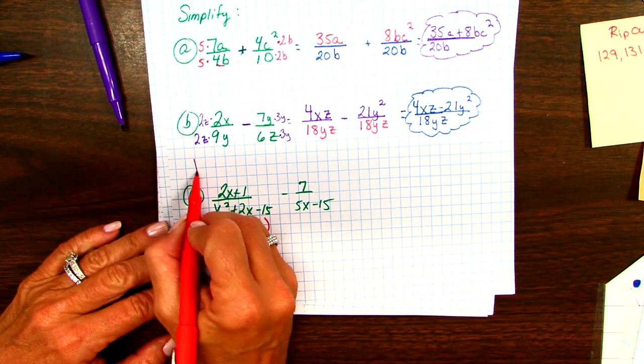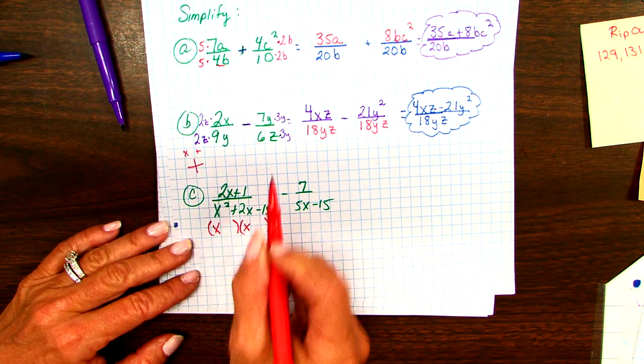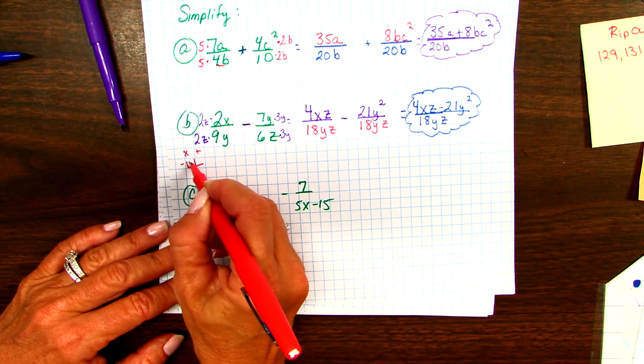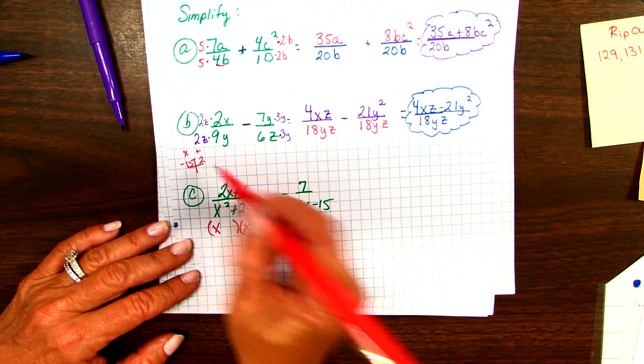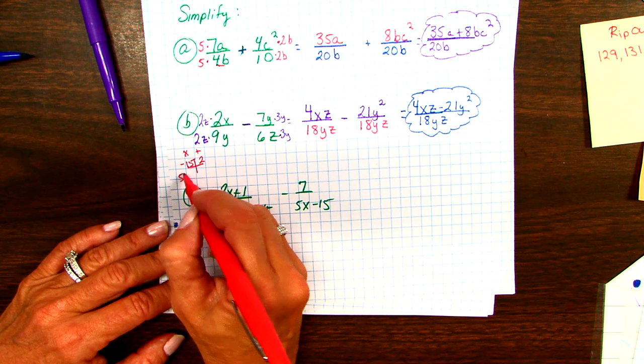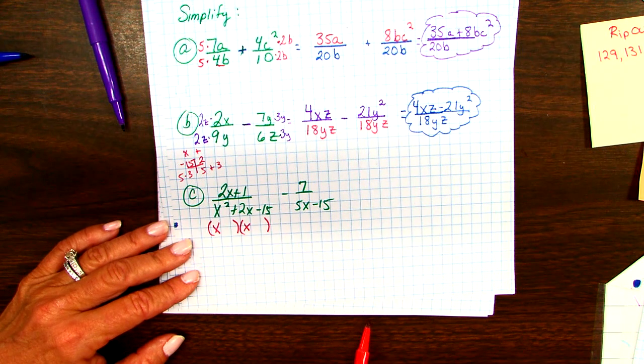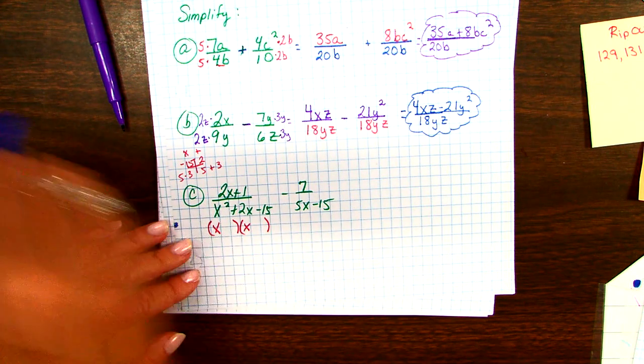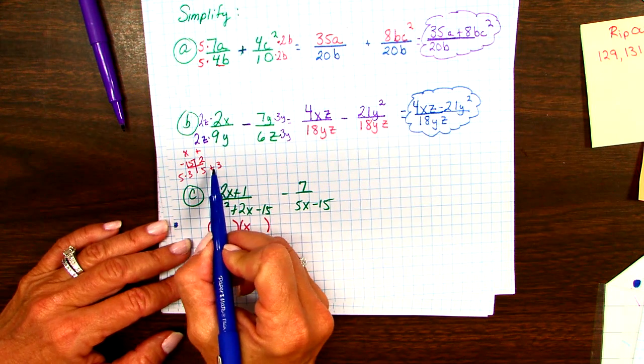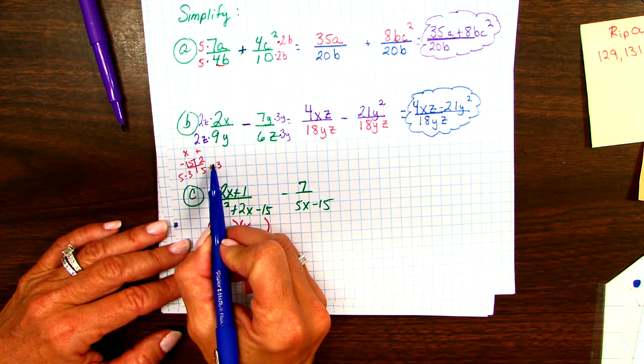So I'm just asking myself, what two numbers multiply to get negative 15, add to get 2? We know the numbers are 5 and 3. Which one's going to be negative? Which one, guys? Not 5. It's got to be the 3.